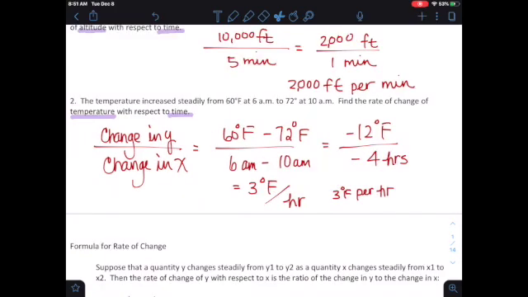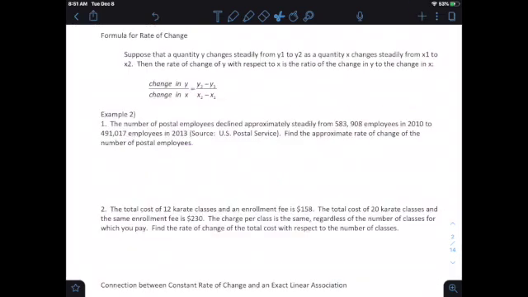Answer for number 2: 3 degrees per hour. So the formula for the rate of change is the same kind of thing. Suppose that quantity y changes steadily from y1 to y2 as quantity x changes steadily from x1 to x2. Then the rate of change of y with respect to x is the ratio of the change in y to the change in x.